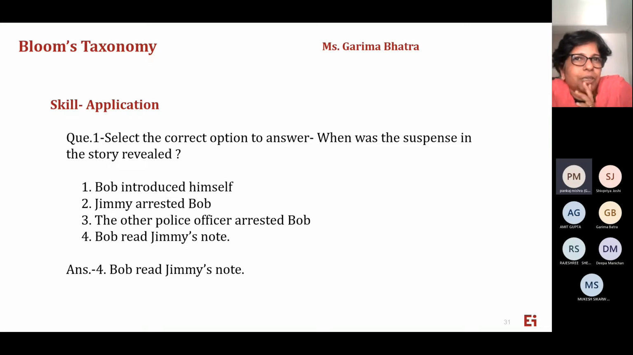Suppose there were no options, and the question said, in which event was the suspense in the story revealed? Then I would look at the entire plot as a whole, look at all the events in the plot, and then I would say, oh, at this point only I think the suspense is revealed.